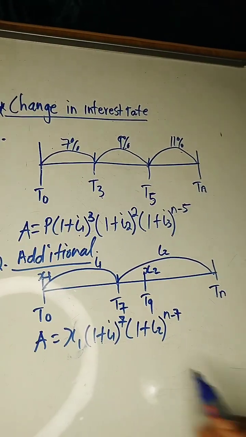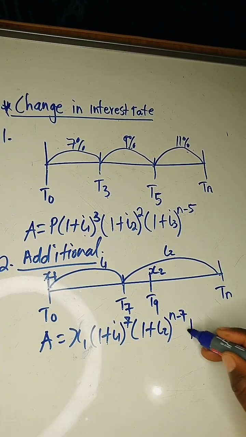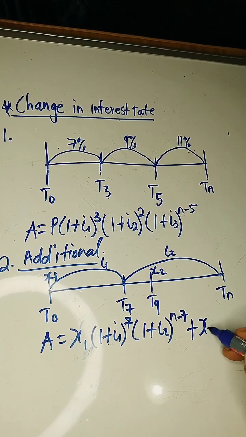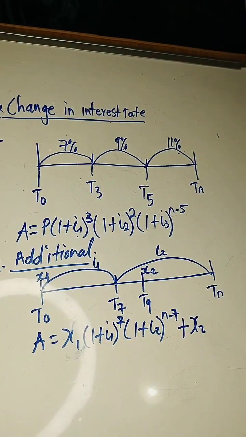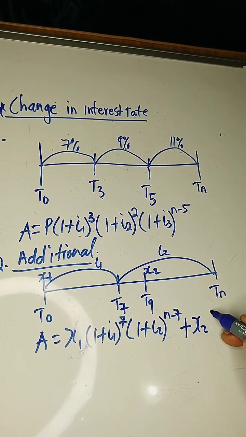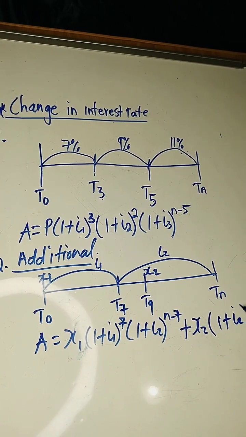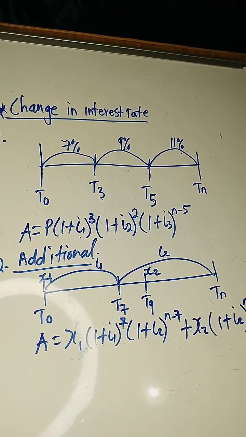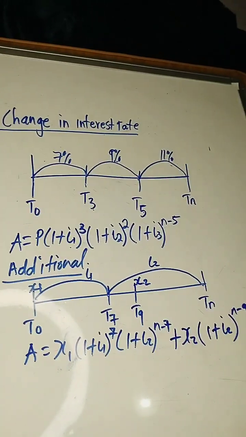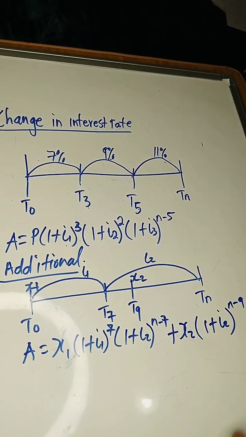Then that was for this one. Then this one was added, so I'm going to say plus X2. And this was added while I'm having this single interest rate. So you'll have 1 plus I2 all exponent n minus 9. Then you would have your answer as you punch your calculator. That's how we deal with it.